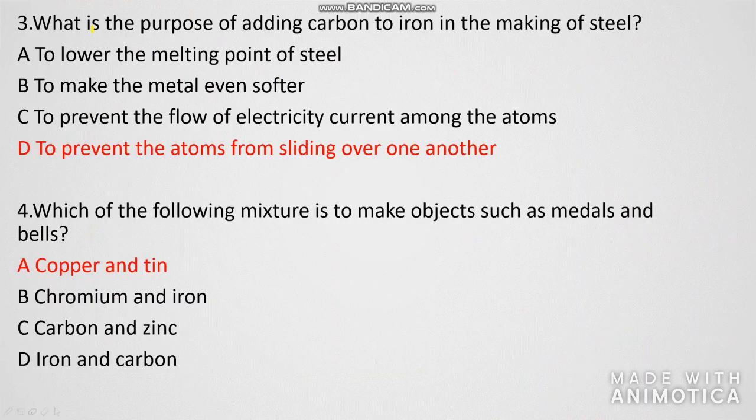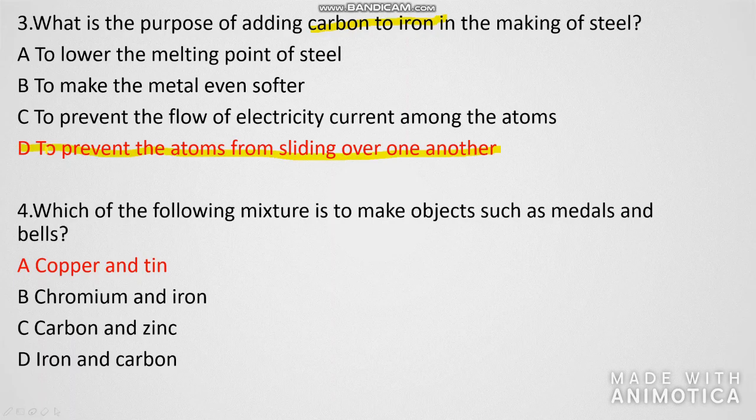So look at this one. What is the purpose of adding carbon to irons in the making of steel? Okay, kenapa kita perlu tambah carbon ke dalam iron? Untuk apa ni? Carbon tambah kepada iron, kita akan bentuk alloy atau steel. So the main tujuannya adalah untuk prevent the atom from sliding over each another. So the answer is D.